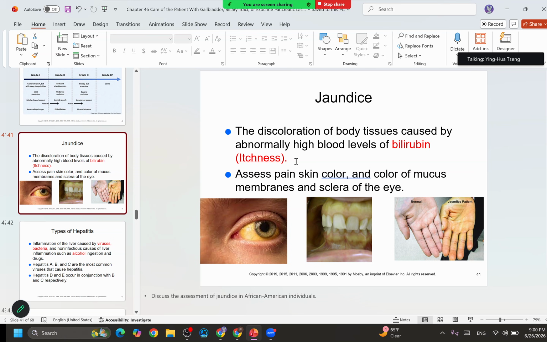So what's the nursing intervention? How can we take care of a patient who has itchiness? The patient is going to tell you, I'm so itchy. And when you see the patient has this kind of jaundice problem, you can see the patient's skin has some kind of scratches already. They use their nails to scratch themselves, and have some scratch scars. So what's your nursing intervention to treat the patient with this kind of problem?